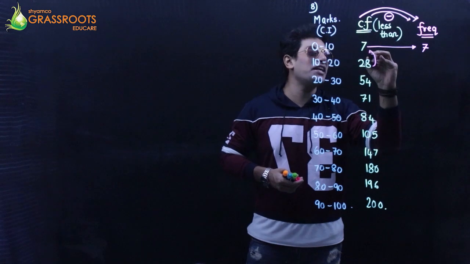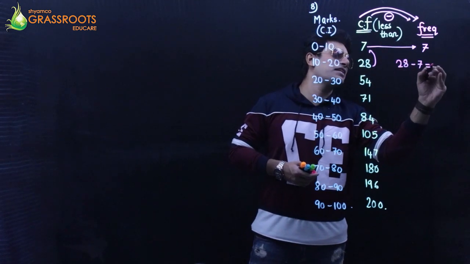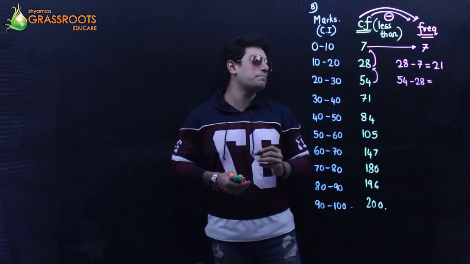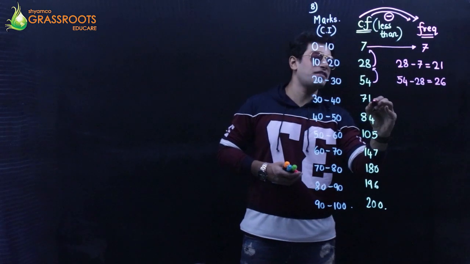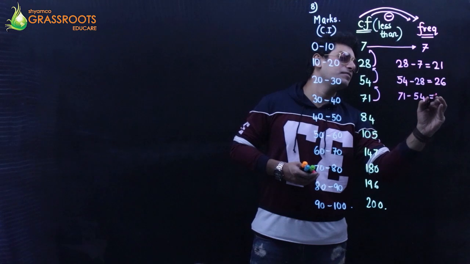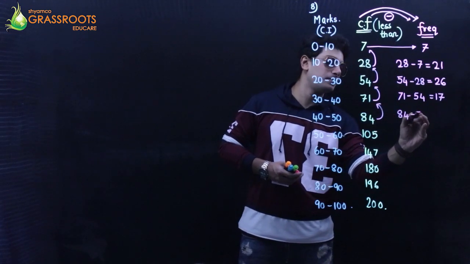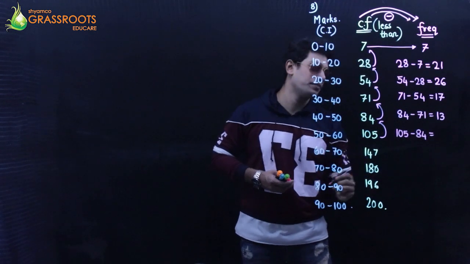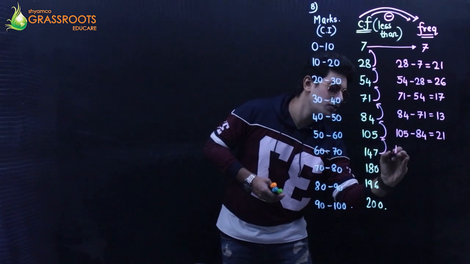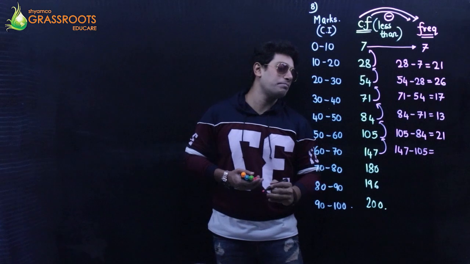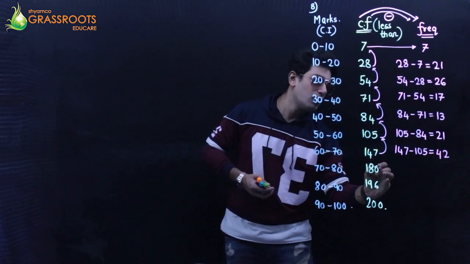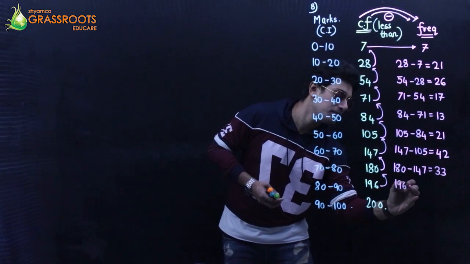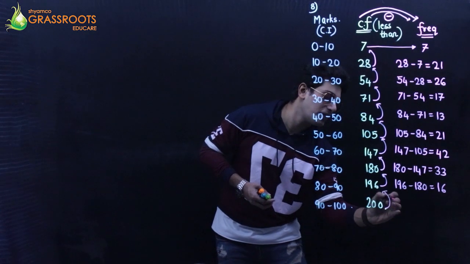I'll tell you how. 28 minus 7 makes it 21. 54 minus 28 makes it 26. 71 minus 54, 17. 84 minus 71, 13. 105 minus 84, that means you are subtracting upwards, 21. 147 minus 105 makes it 42. 180 minus 147, 33. 196 minus 180, 16. 200 minus 196, 4.